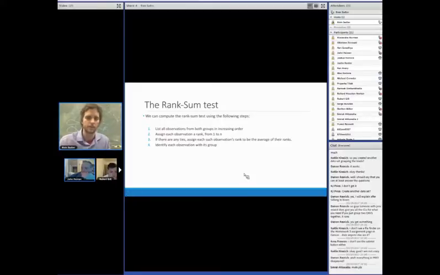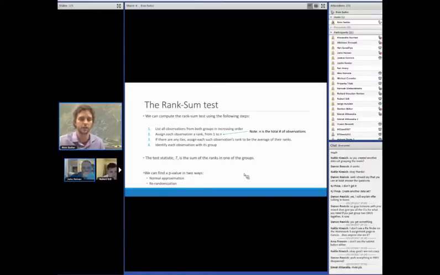We can compute the rank sum test with the following steps. We're going to list all the observations and assign a rank from 1 to n. If there are any ties, we'll give each the average of the ranks it's tied in, and identify each observation with its group. You've seen videos on this already, so I'm going to skip it. I'll do this in office hours. I usually do an example, but it burns up time. I think it's a really good exercise, but I'll just refer to the video for that, and if you want to see one in office hours, that'll be a great time for it.